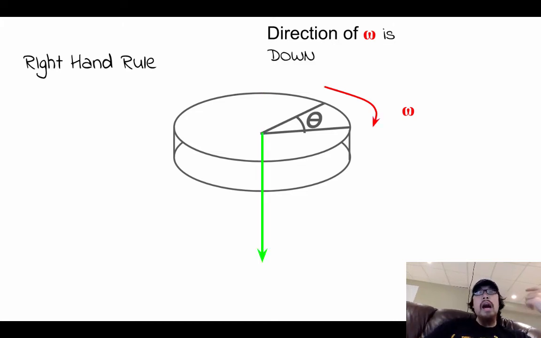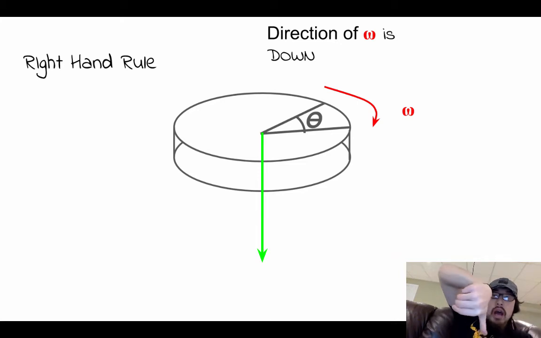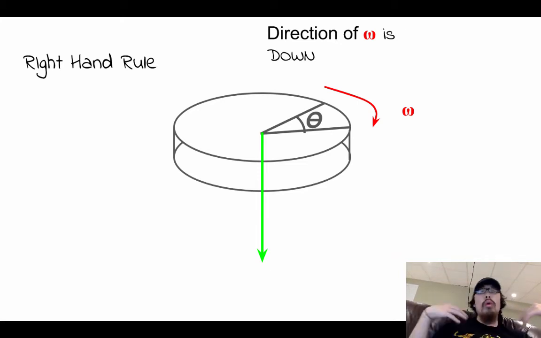Okay, so if the object were spinning clockwise, curl your fingers and make it go clockwise. My finger is pointed down. My thumb is pointing down. So what we can say is that the angular velocity isn't clockwise, but rather down. The object's angular velocity is down, not counterclockwise, but down.